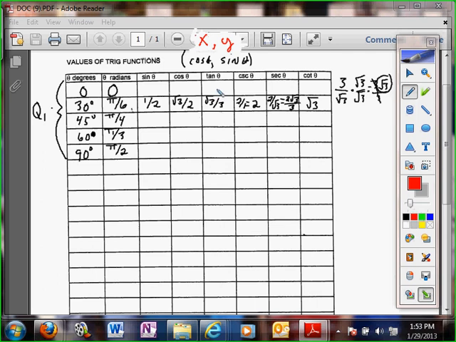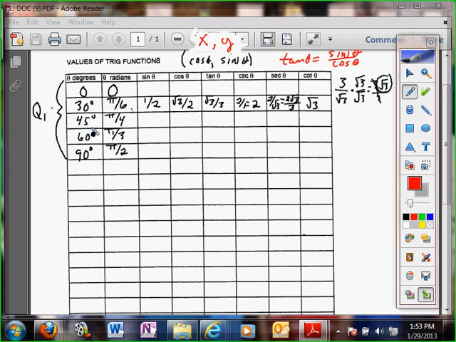Okay, I can find tangent by dividing sine theta by cosine theta. Sine theta over cosine theta. Tangent theta is equal to sine theta over cosine theta. Then these following 3 ratios or functions are the reciprocals of the first 3. That's how I can fill out the entire first quadrant. I can tell you that there may be some that are undefined. If you get a 0 on the bottom of your fraction, that's undefined.